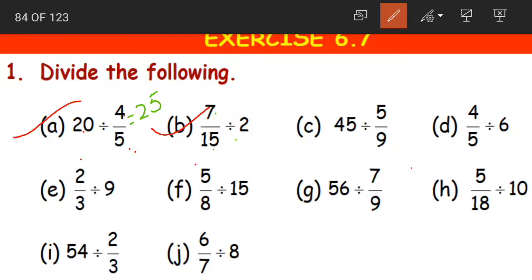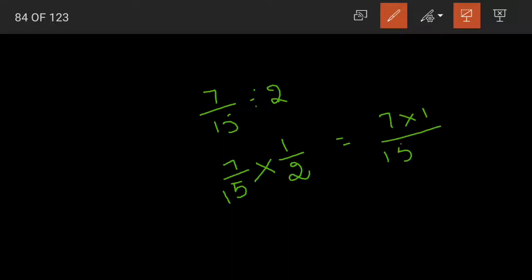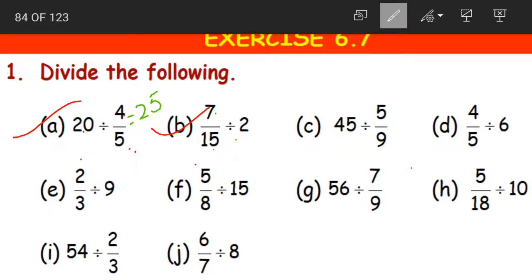Next, 7 by 15 divided by 2. Again, how will we do this? Keep 7 by 15 as it is. Division becomes multiplication. For 2, we write the reciprocal. The reciprocal of a whole number is 1 by the number. So, it is 1 by 2. Now, how will we solve this? 7 into 1 divided by 15 into 2 is equal to 7 by 30. This is the quotient of division between 7 by 15 and 2. 7 by 30 is the answer.